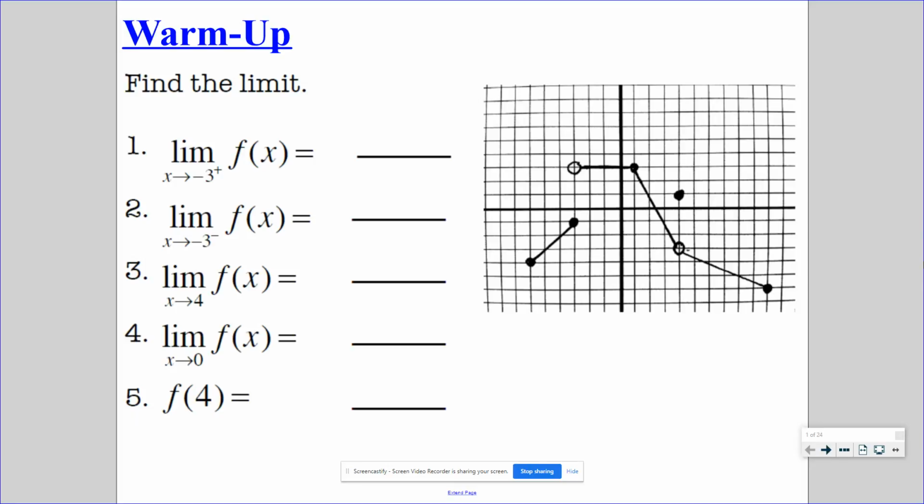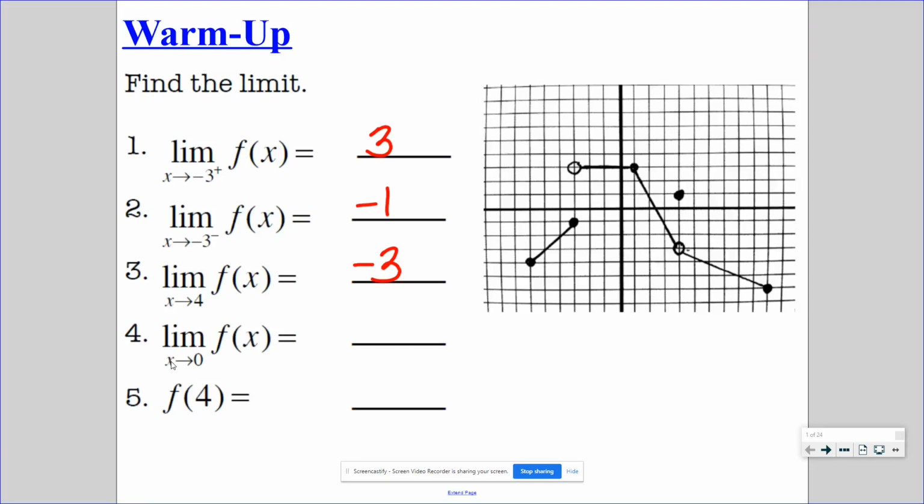So for this warm-up, you are going to first take the limit as x approaches -3, plus means from the right side. So as I'm approaching -3 from the right side, my limit is approximately 3. For number 2, when I come from the left side of -3, my limit is -1. For number 3, take the limit as x approaches 4. It does not specify the side, so that means you're going to come from both directions. And from both directions, your limit is approaching -3.